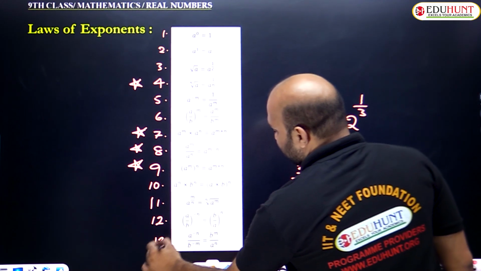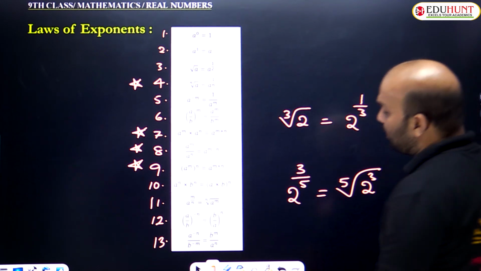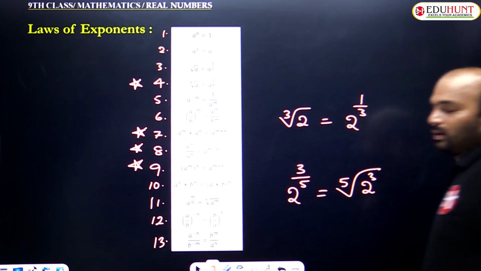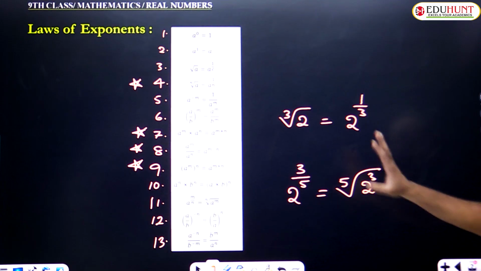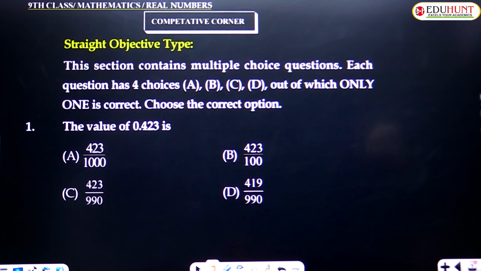The last one is a power minus n by b power minus m. It can be written as b power m by a power n. Just interchange. Am I clear? These are very useful formulas. So let's go to question number 1.